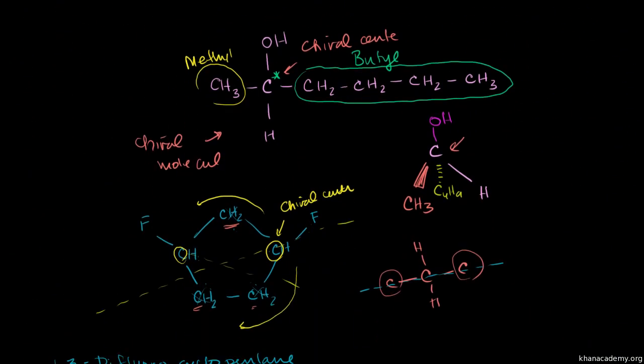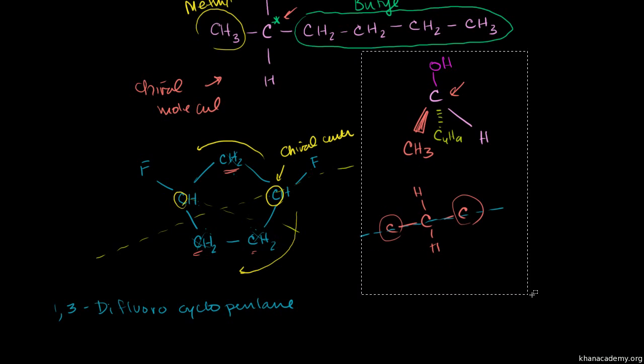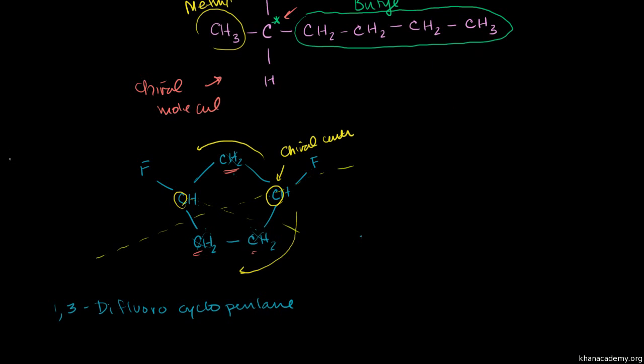Now, the next question is, well, this thing has 2 chiral centers, 2 chiral carbons. It's probably a chiral molecule. Everything else we've seen so far, if you had a chiral center, you had a chiral molecule. But let's take its mirror image. To take its mirror image, let me clear out some real estate over here. So what's the mirror image going to look like? Let me first draw the mirror.